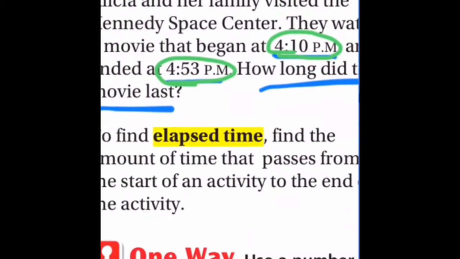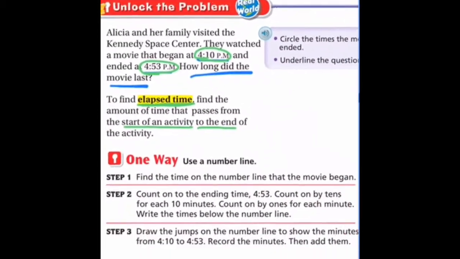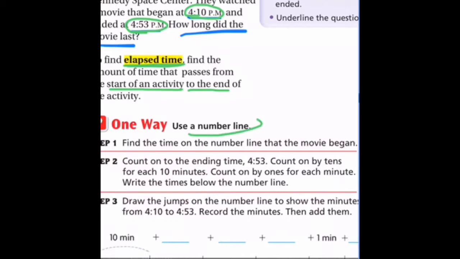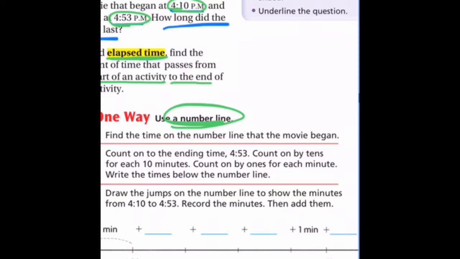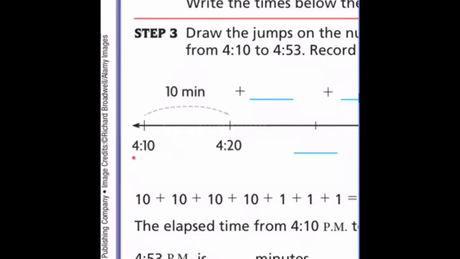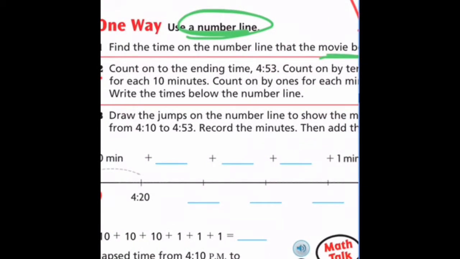To find elapsed time, find the amount of time that passes from the start of an activity to the end of the activity. All right? And I'll show you one way to do that using a number line. So, step one. Find the time on the number line that the movie began, and that time was right here at 4:10. So on our number line, we start at 4:10. Step two, count on to the ending time at 4:53.